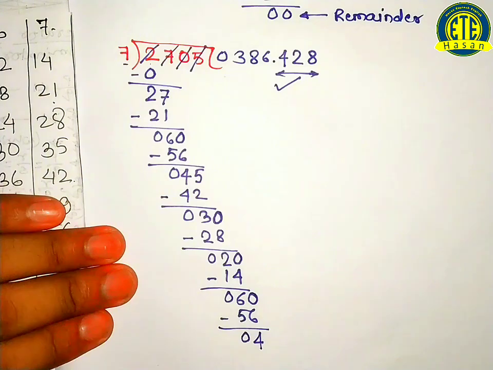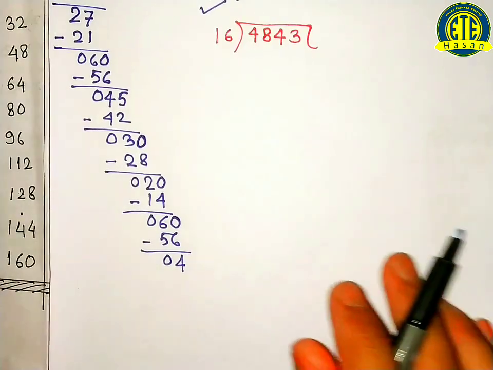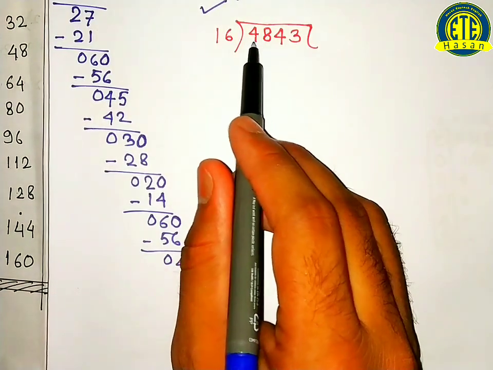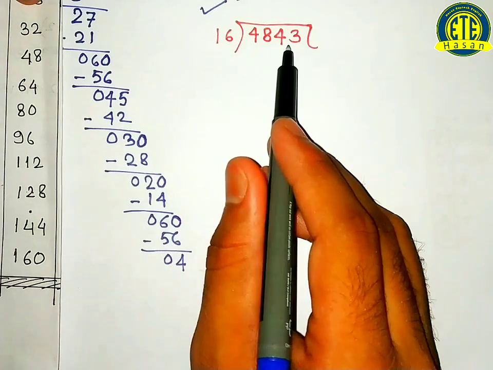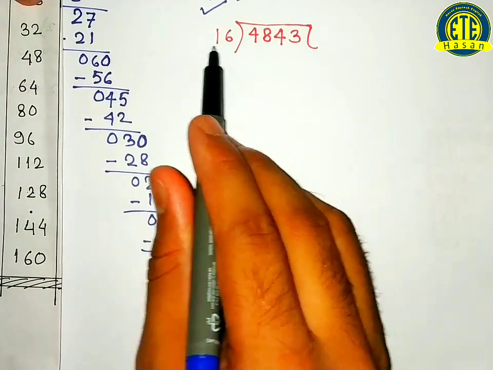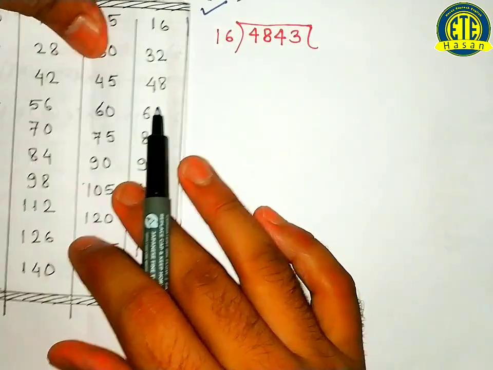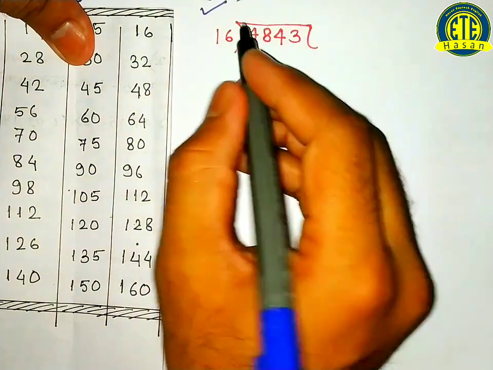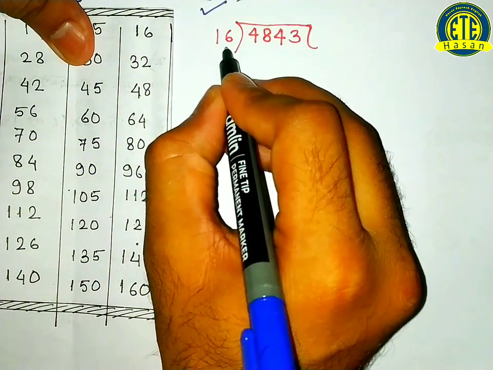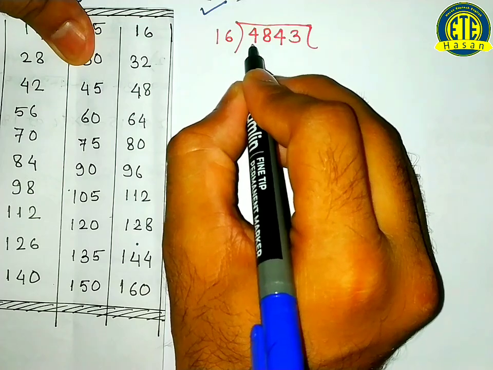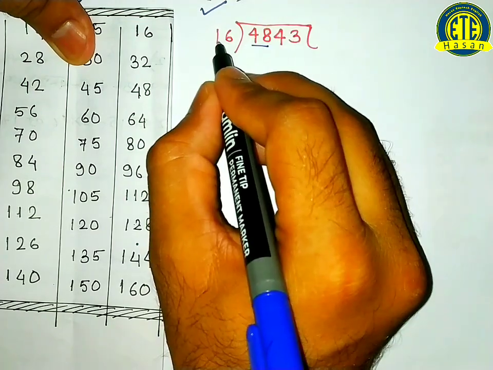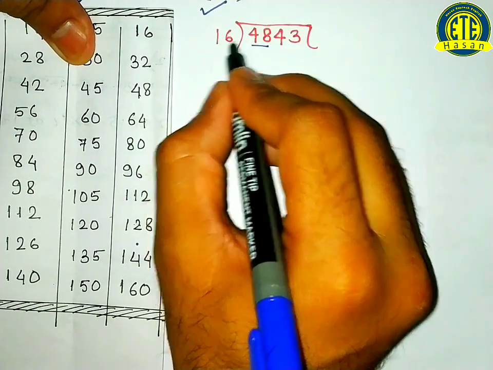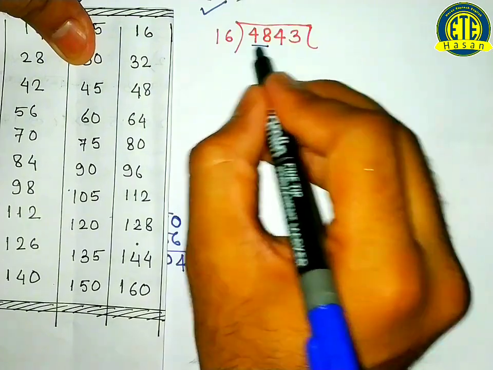Divide by a 2 digit number. Here is another example. We have 4843 and we have to divide it by the 2 digit number 16, and here is the table of 16. You can see here. So here is the 2 digit number, so I will take a 2 digit number here also. Here is the 48. Now count 16 up to 48.